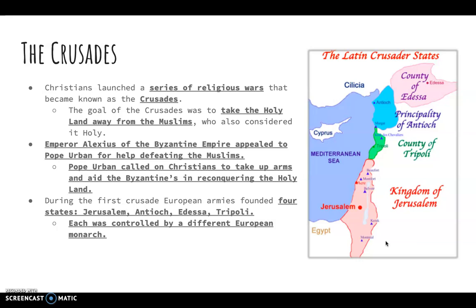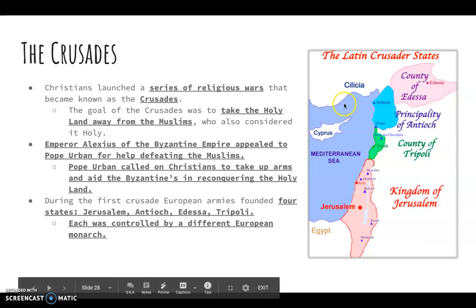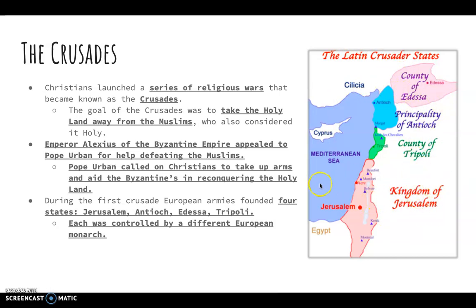Okay, so the start of the Crusades occurs because Emperor Alexius of the Byzantine Empire appeals to Pope Urban for help trying to defeat the Muslims, because the Byzantine Empire is located right here. They're very close to the Muslim Empire, which is kind of over in this Arabian Peninsula area. Okay. Pope Urban then calls on Christians to take up arms and aid the Byzantines in reconquering the Holy Land. Again, this big focus here is on religion, ousting Muslims, and really focusing on Christianity as the only religion in the world.